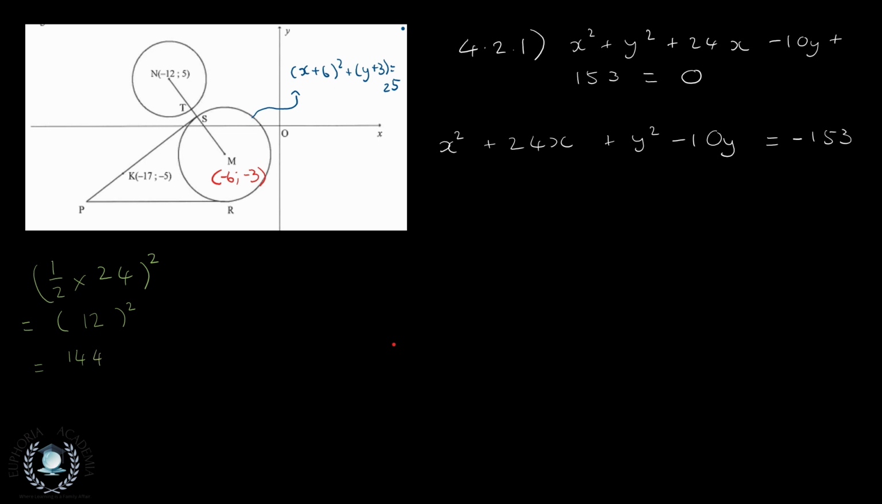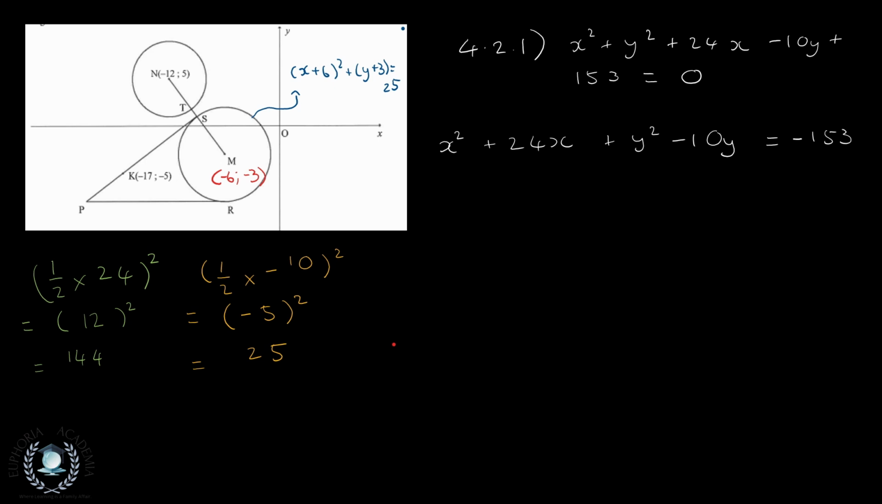Alright, now the next one will be for y, and we're going to do the same thing, just with a different multiple. We're going to multiply minus 10 by half, and we're going to square that result. Like I said, I like writing the second step because it's going to help us with factorizing. So half times negative 10 is negative 5, and we're going to square that and get 25.